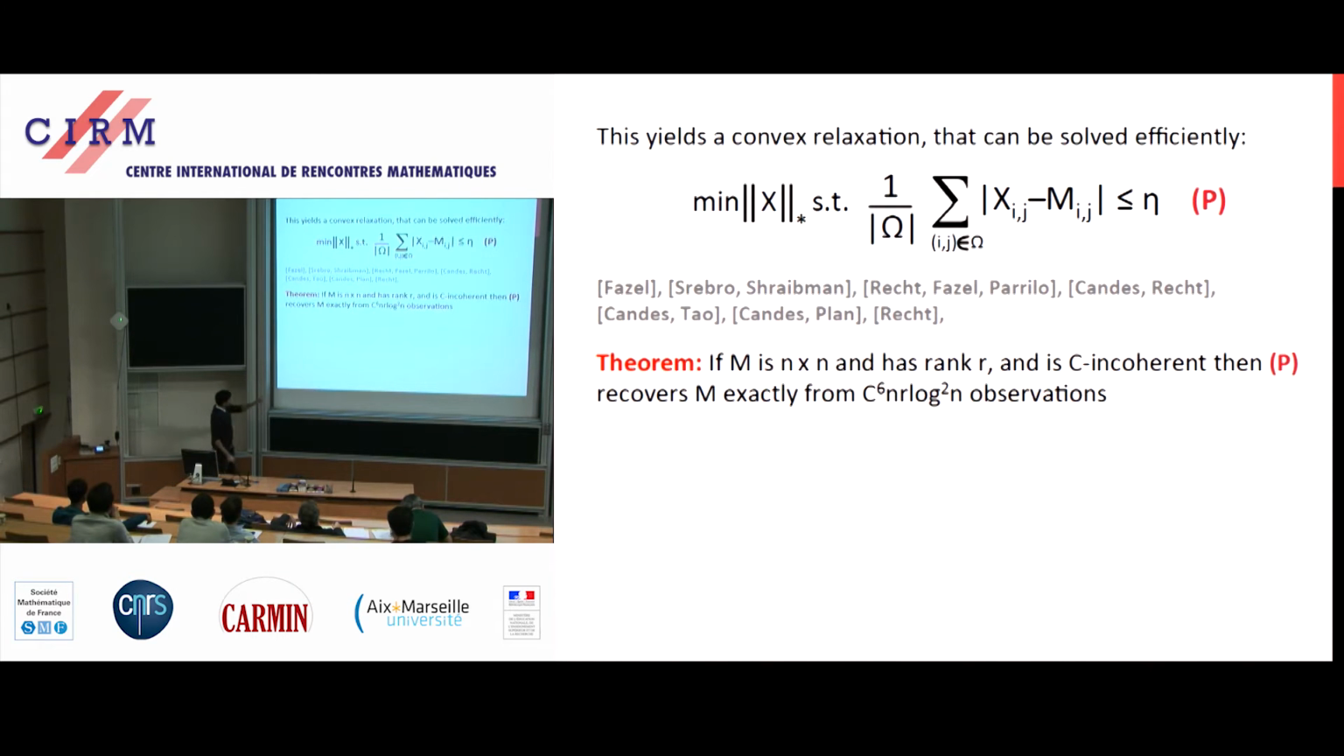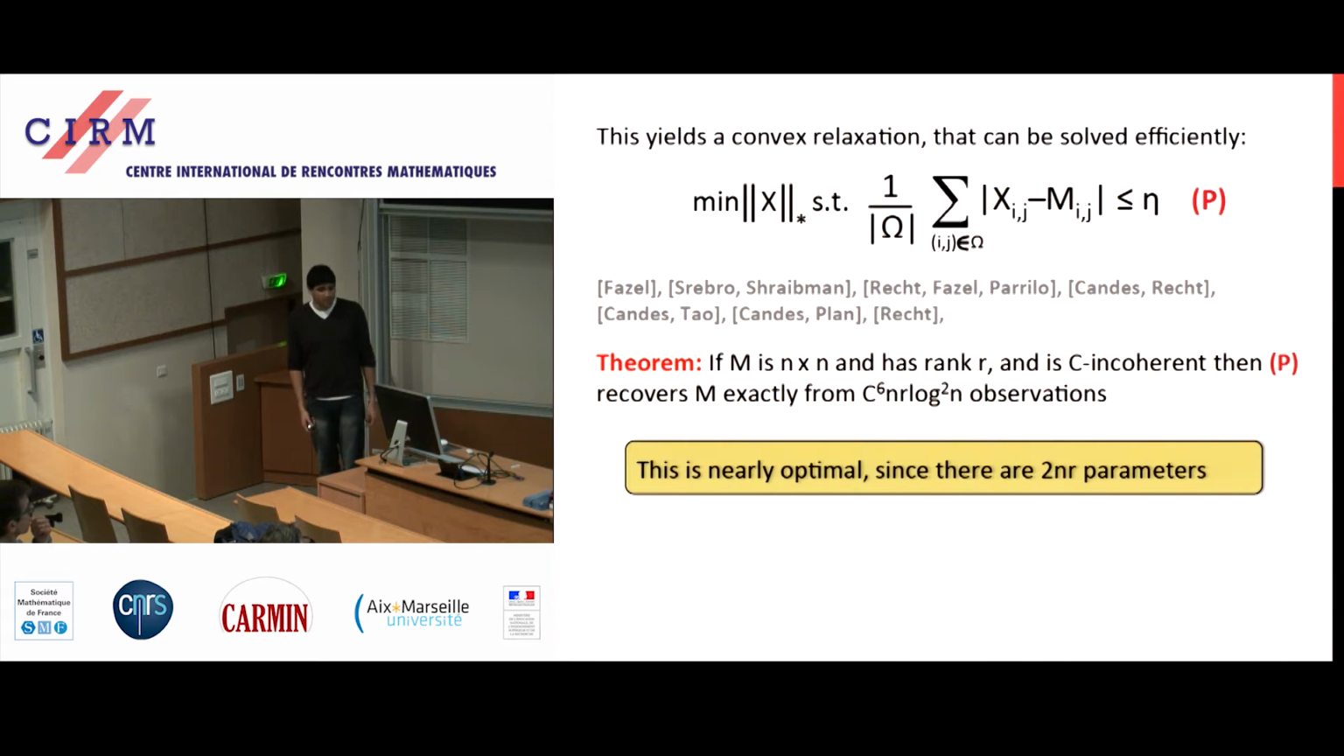What they showed is that under these conditions, this convex program, which you can obviously solve in polynomial time, actually recovers M exactly from n times R times log squared n observations. This is amazing, right?